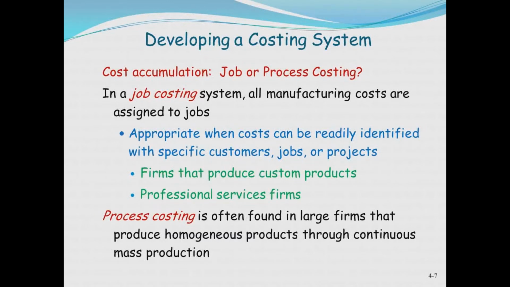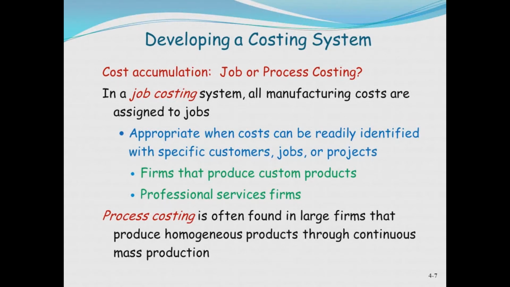Okay, so let's think of the three questions you need to answer. First is about cost accumulation. Are you job costing or process costing? In job costing, costs are assigned to specific jobs. And it's an appropriate model when costs can be readily identified with a customer, job, or project. So you have to be able to identify a cost specifically in order to use job costing.